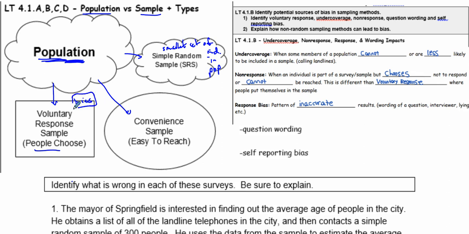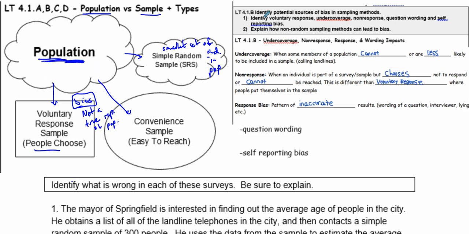Now, a bias is when you do not get a true representation of the population, all right? That can happen with simple random sampling. However, with simple random sampling, everyone has an equal opportunity, so you try to bring down the bias, at least that caused by yourself when you're sampling a population.